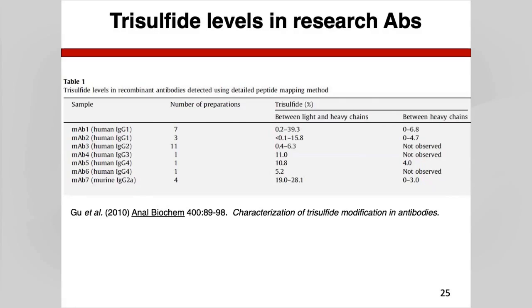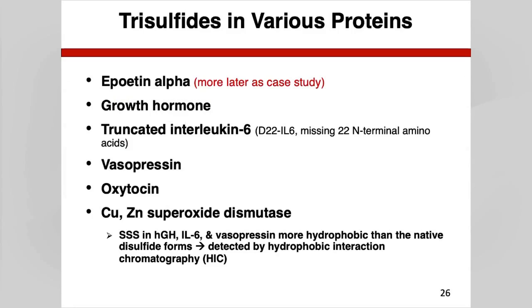And about 10 years ago, a group at Biogen did some studies to see, all right, well, how much trisulfides do we have in the research antibodies that are being developed? And Gu et al. found that you can actually have quite high levels of trisulfides in a protein, as high as 39% from this study. So they are formed. They form naturally, and they consequently need to be followed and understood.